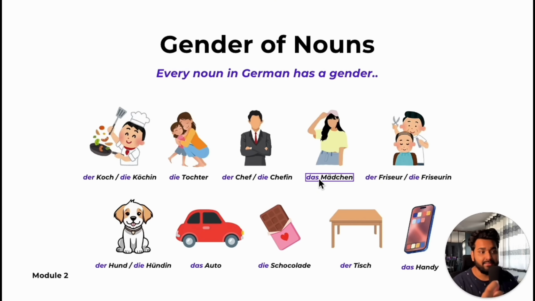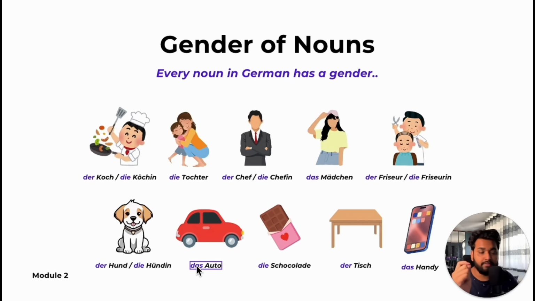Das Mädchen. This is the German word for girl. Der Friseur or die Friseurin. Der Friseur is the male version of hairdresser. Die Friseurin is the female version of hairdresser. Der Hund or die Hündin. Der Hund is the male version of dog. Die Hündin is the female version of dog.